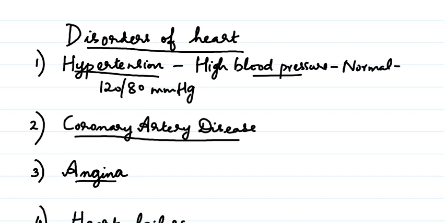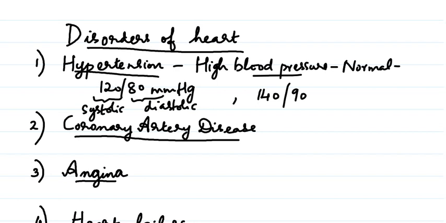So it should be normally 120 by 80 millimeter mercury, where 120 stands for systolic pressure, that is when the heart chambers contract, whereas 80 millimeter shows the diastolic pressure. Now, instead of 120 by 80, suppose if it is 140 by 90, then it indicates hypertension or high blood pressure.